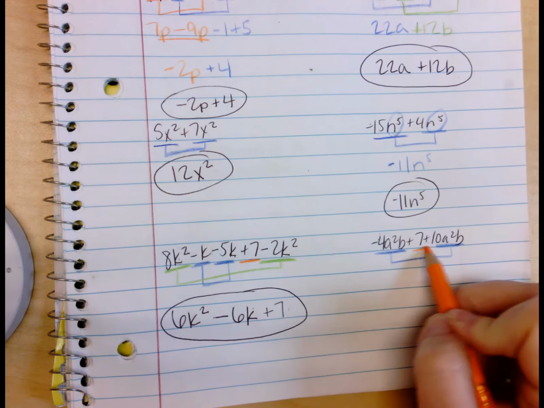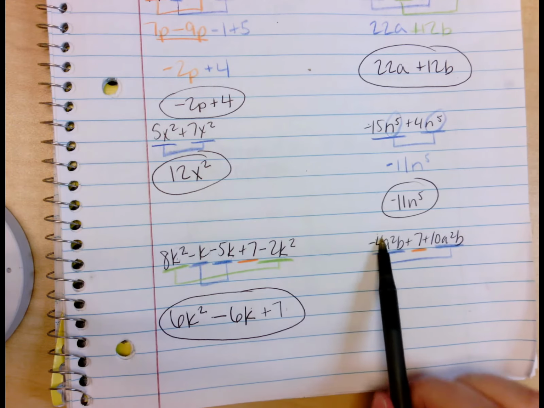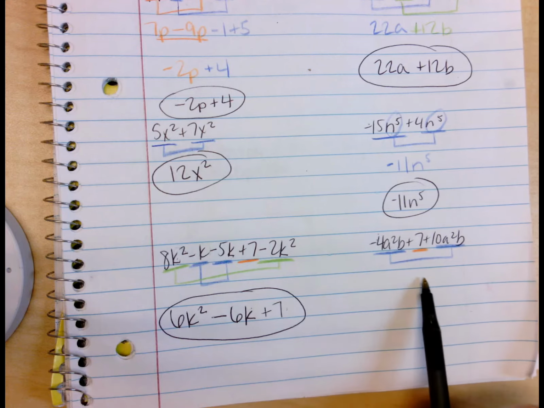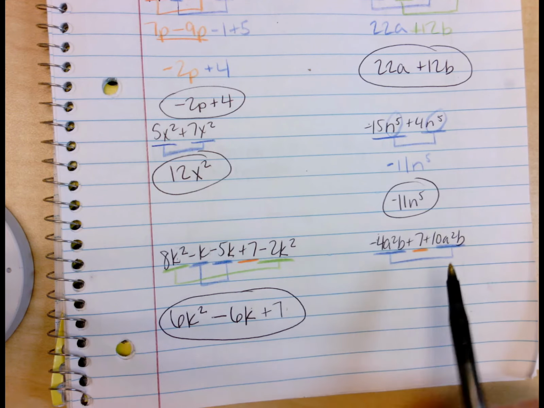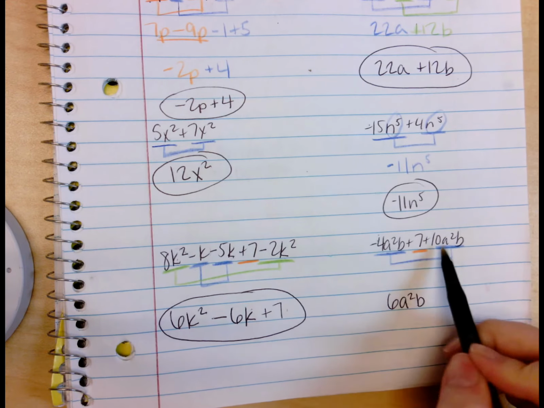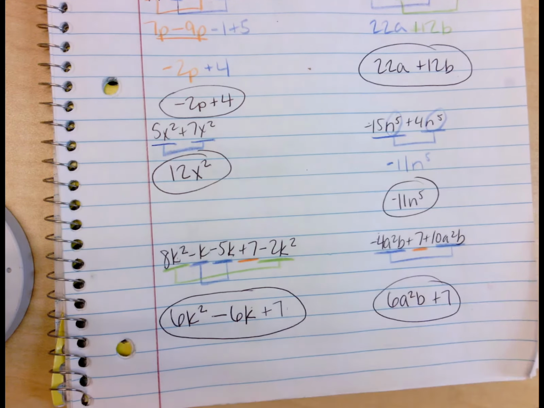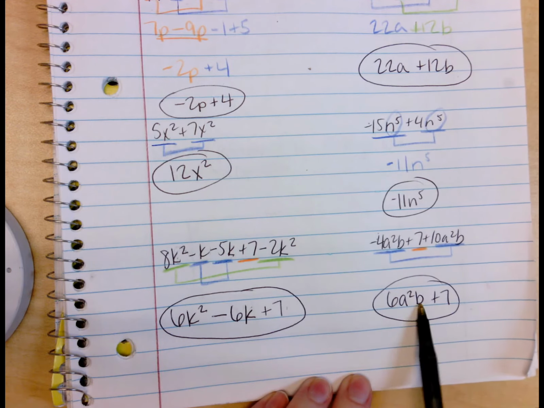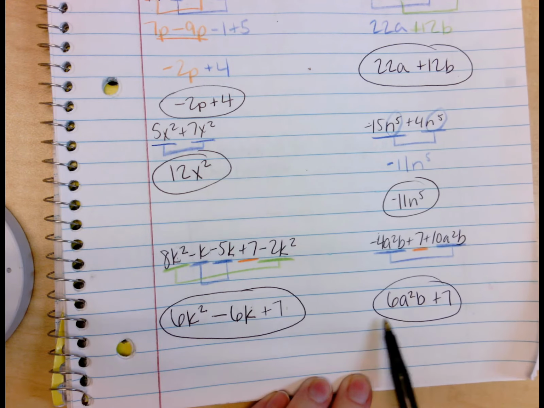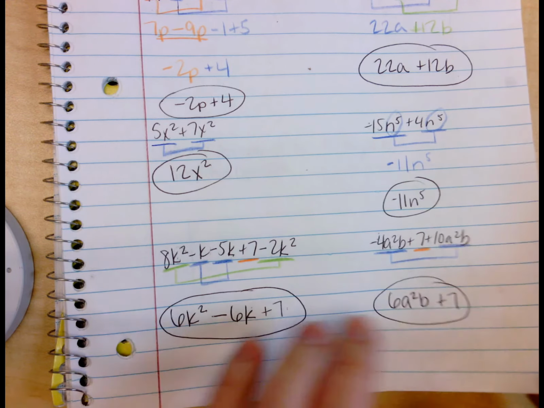And then the last thing that I have here is again this 7 that doesn't have anything to combine with it. So if I have negative 4 of these a squared b's and I have 10 of these and I add them together, negative 4 and a positive 10 is 6. And again, that variable term, a squared b, stays the same. And then we just bring down that plus 7 because that plus 7 is the constant and there's nothing else to combine it with. I cannot combine the 7 with this because the 7 does not have an a squared b, and the a squared b has to have another a squared b to combine it to. Alright, a couple more examples.